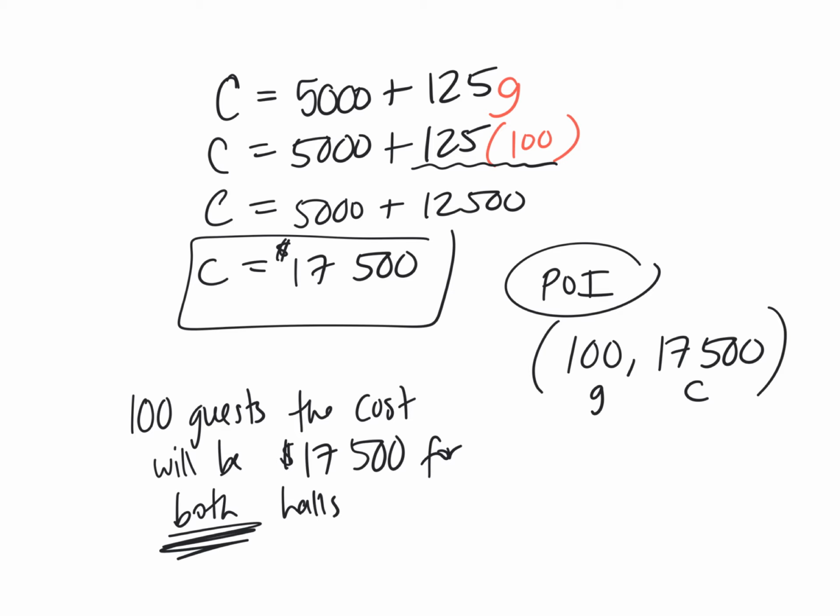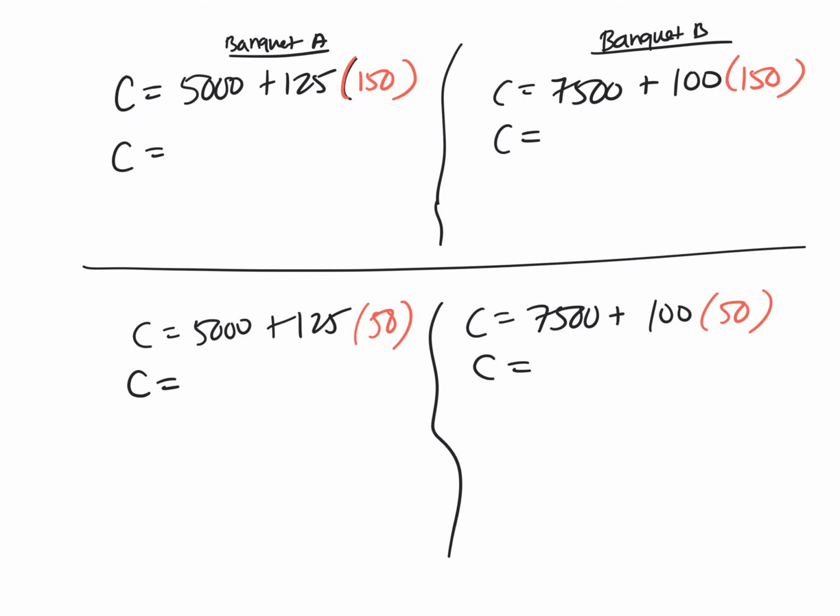That's it. Okay, we're just comparing if you have more than 100 guests. So I just picked a number. This is more than 100, right? I'm trying to see which hall is cheaper if I have more than 100. Well, then I want to know, what if I have less than 100 guests? Which hall will be cheaper? I just picked the number 50 because that's less than 100. Which hall is cheaper for less than 100? So we're using the equations and plugging in and calculating for 150 guests for both of them and then for 50 guests for both.